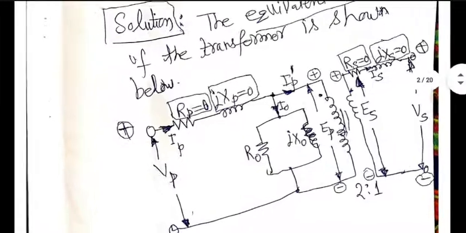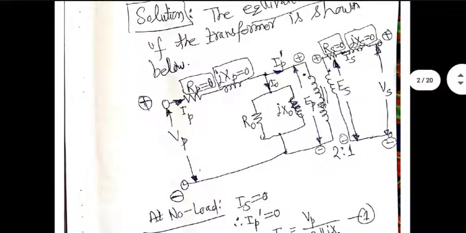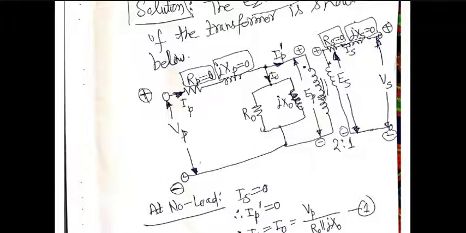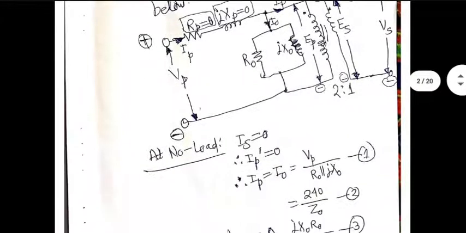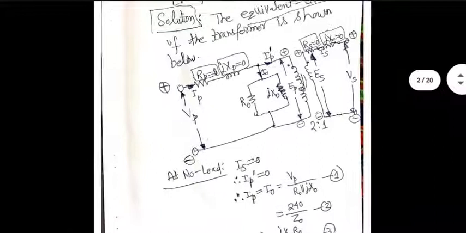So with this equivalent circuit in front of you, in part 1, Is is 0. If Is is 0, Ip prime will be 0. No current will be drawn by the so-called ideal transformer in the equivalent circuit. That means Ip and I0 will be equal. This is called no load test. Actually, it's a practical method of figuring out iron losses or core losses.